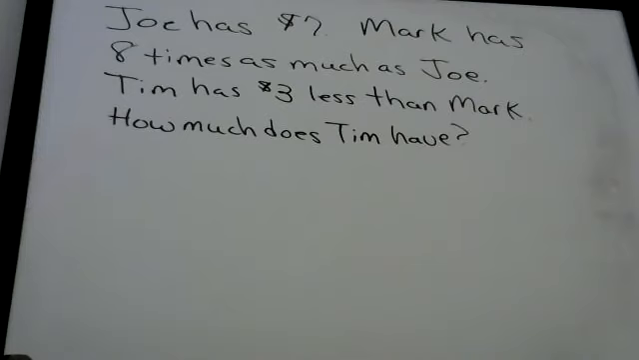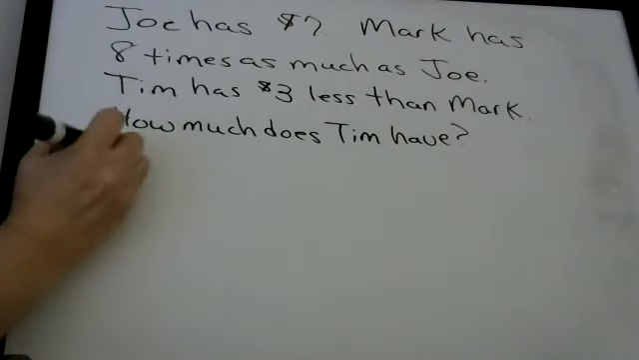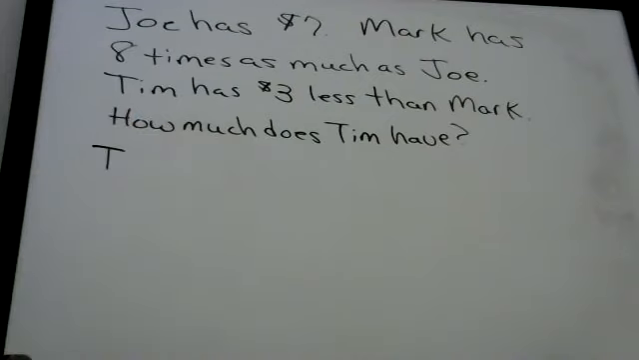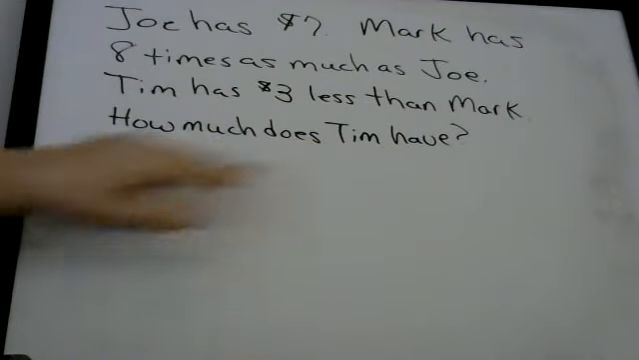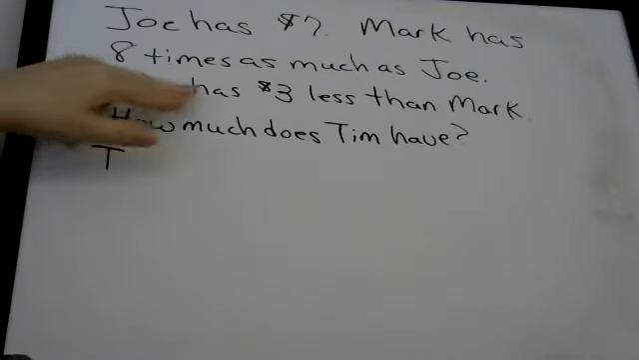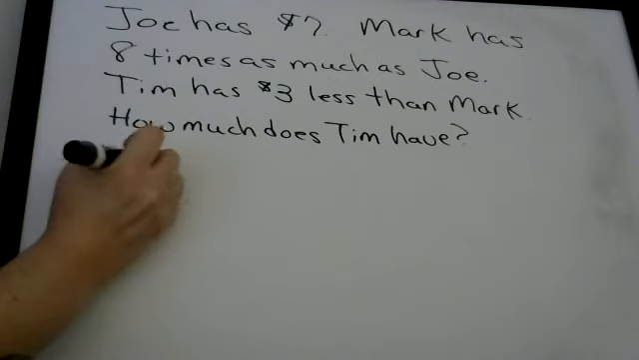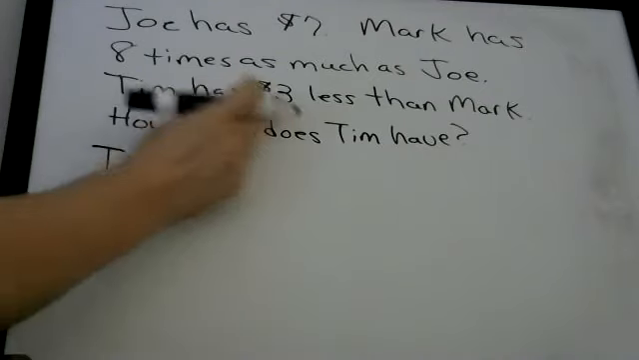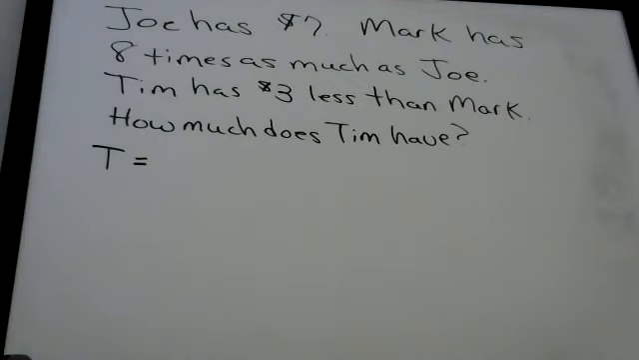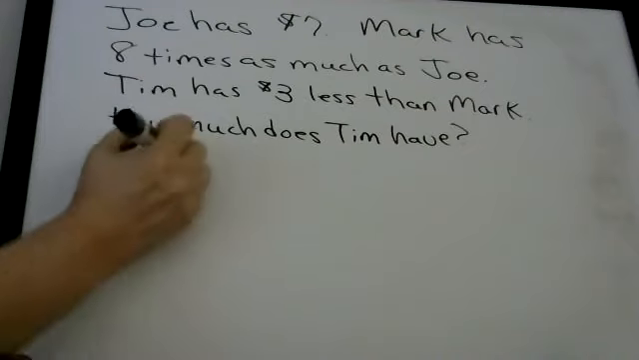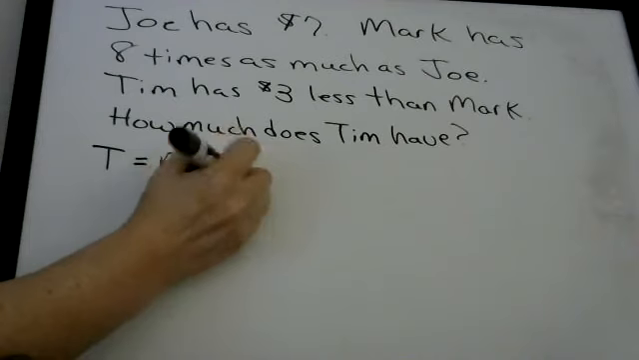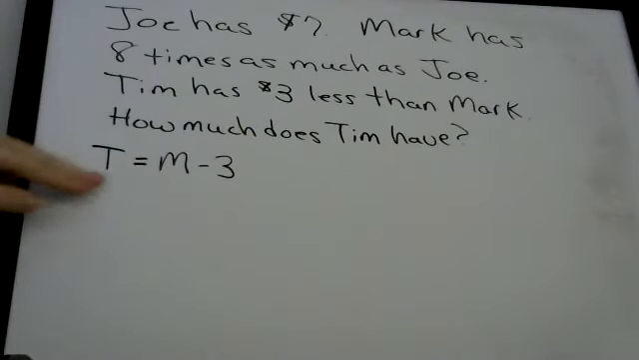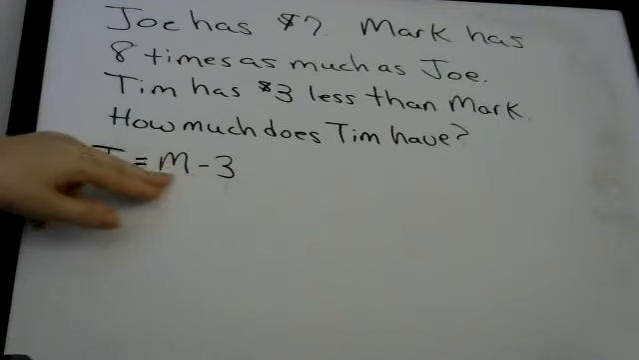We're just going to use variables with their first names. So Tim, because that's who we ultimately want to know about, we're going to make that a T. Tim has means equals 3 less than Mark. We know this is going to be some sort of subtraction. It's 3 less than Mark, so it would be Mark, which we'll put as an M, minus 3. So Tim has M minus 3, whatever Mark has minus 3.